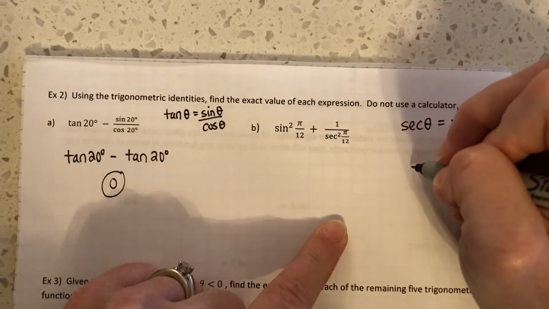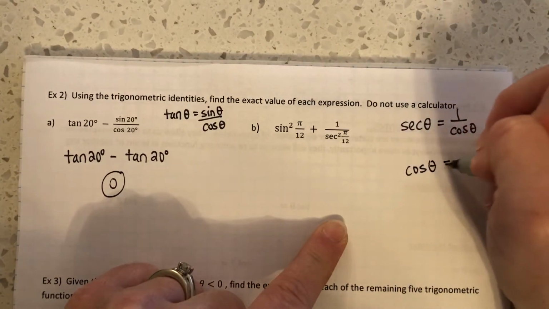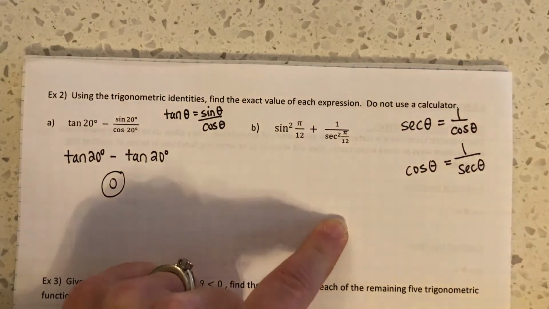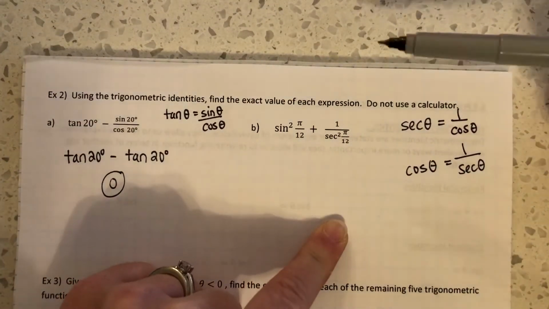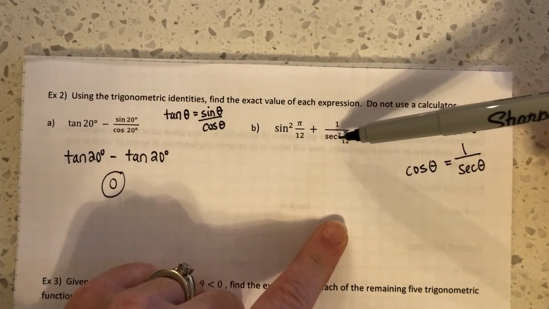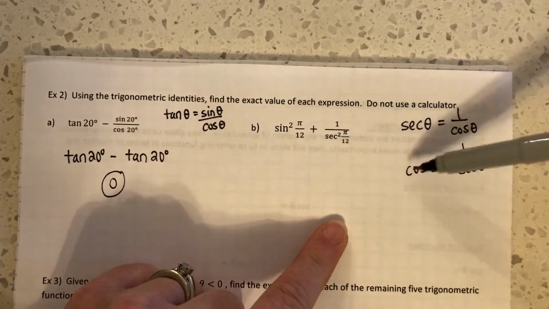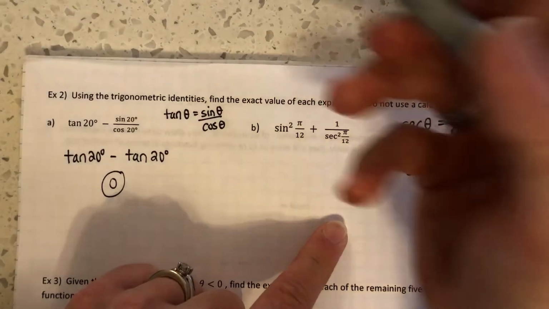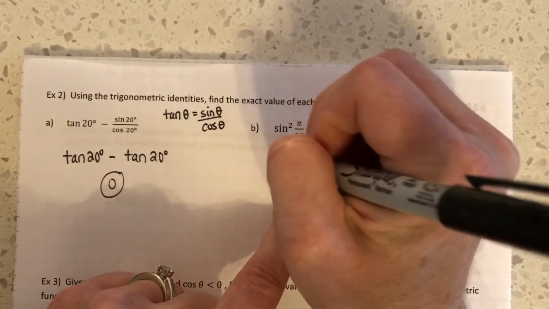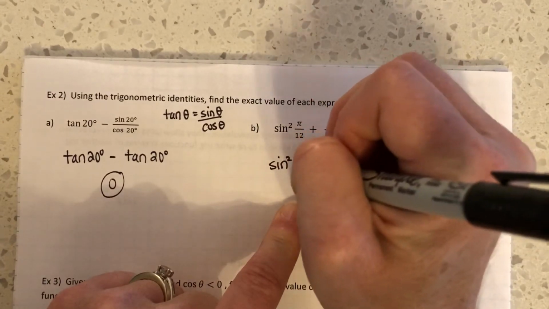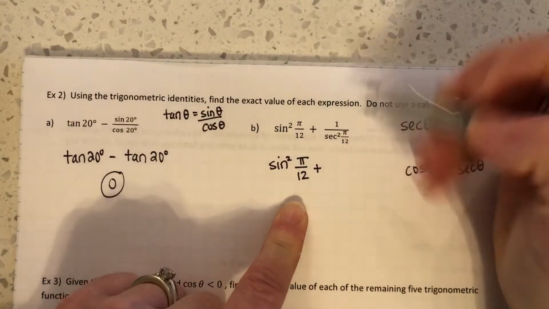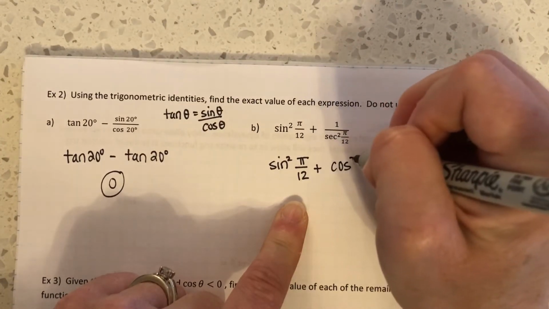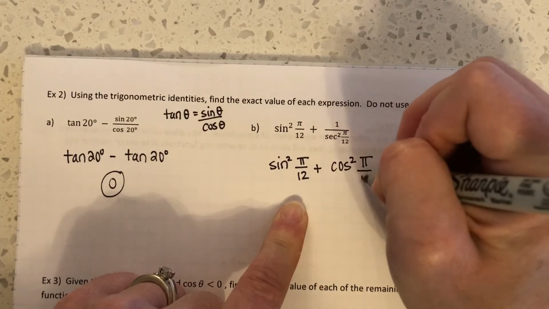But it can also go the other way. The cosine of angle theta is the reciprocal of secant. So it's 1 over the secant of angle theta. They go both ways. So if I have 1 over secant squared pi over 12, I can rewrite that as its reciprocal, which would then become cosine. So now it can become sine squared pi over 12 plus its reciprocal, which becomes cosine squared of pi over 12.